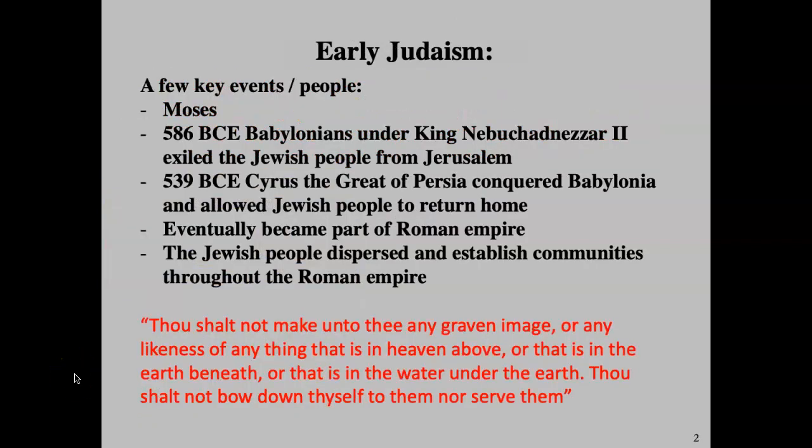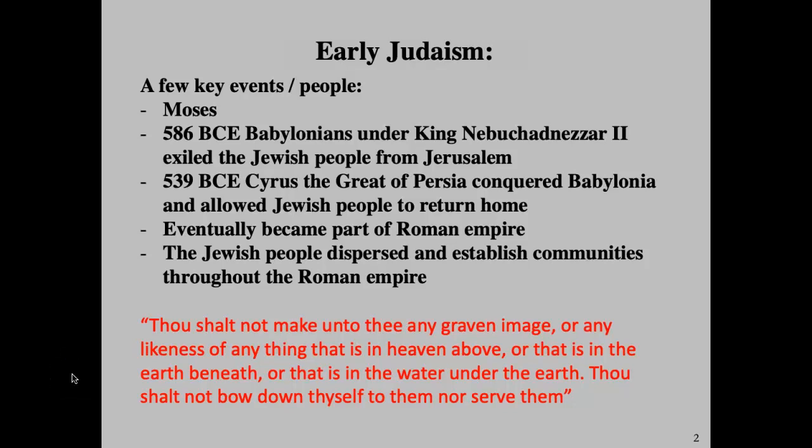In 586 BCE, the Babylonians under King Nebuchadnezzar II exiled the Jewish people from Jerusalem, and he destroyed King Solomon's temple. In 539 BCE, Cyrus the Great of Persia conquered Babylonia and allowed the Jewish people to return home.